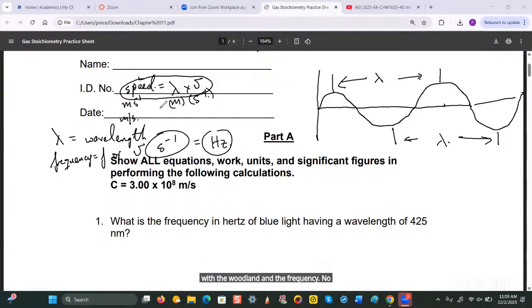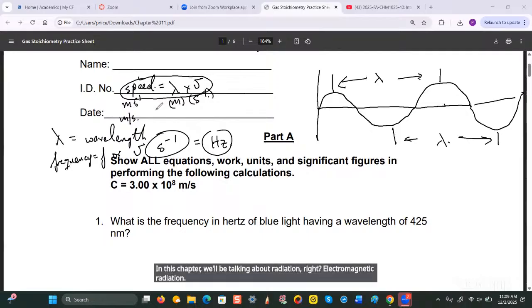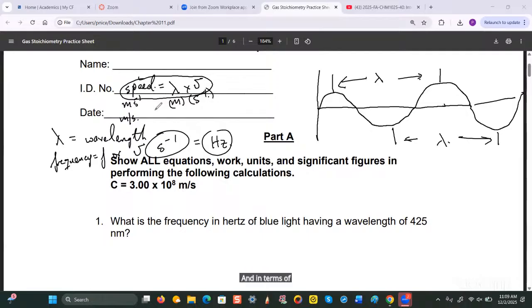Now, in this chapter, we'll be talking about radiation, right? Electromagnetic radiation. And it turns out that all forms of radiation display properties of a waveform, all right? And there are different forms of radiation, including the type of radiation that our eyes are sensitive to, which would be the different colors of light.